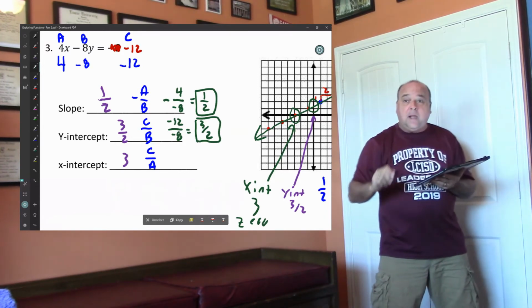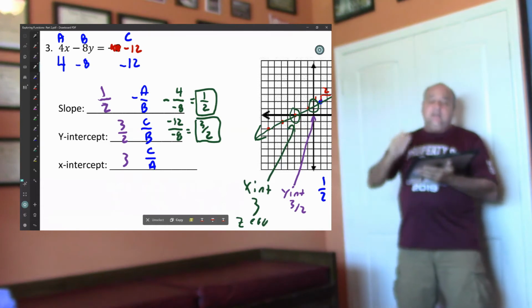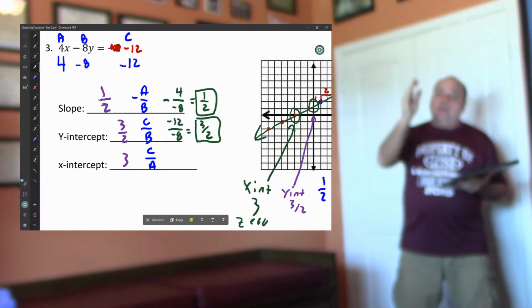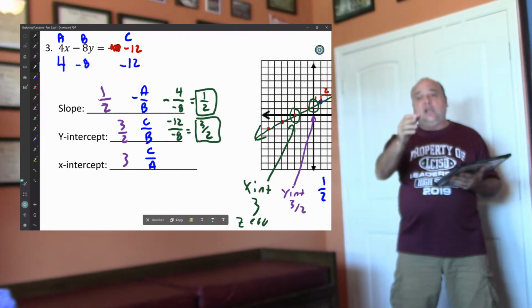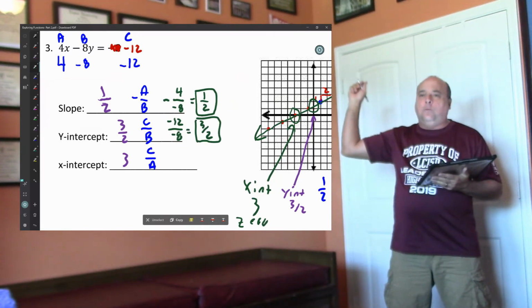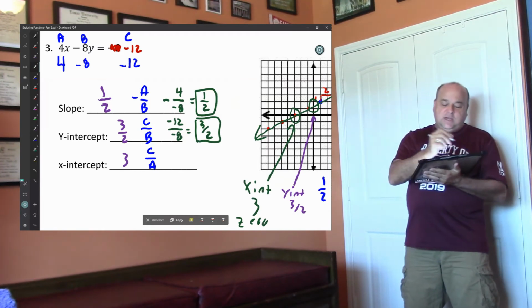That is more power. Now let's get the x-intercept. The x-intercept is one of the most powerful numbers in the equation. It's actually the answer to the equation. It's the input that outputs 0. So let's put C over A.